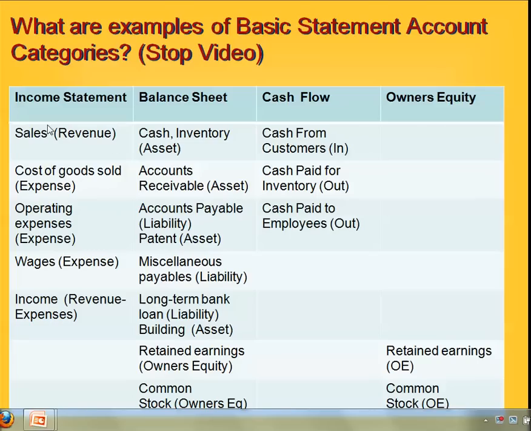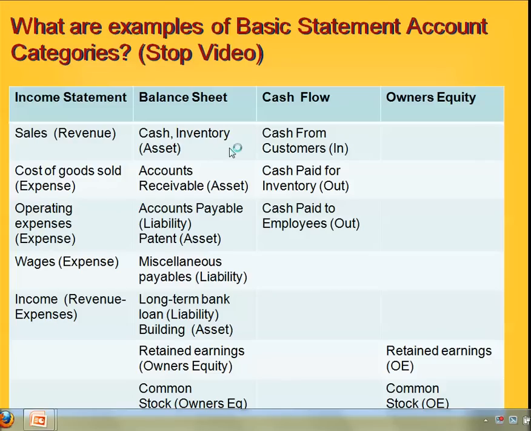In the income statement, as you would expect, there is something called sales, stuff you sell, and that is considered also revenue. Then you have the cost of the goods that you sold, and that's considered an expense. Then you have operating expenses as a category that could be advertising, that could be what you pay your salespeople. That would be an expense. Your production workers earn wages. That would be an expense. And then after you subtract all your expenses from sales, you get income, revenue minus expense.